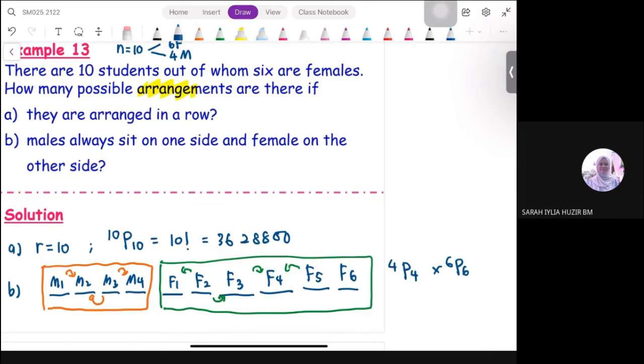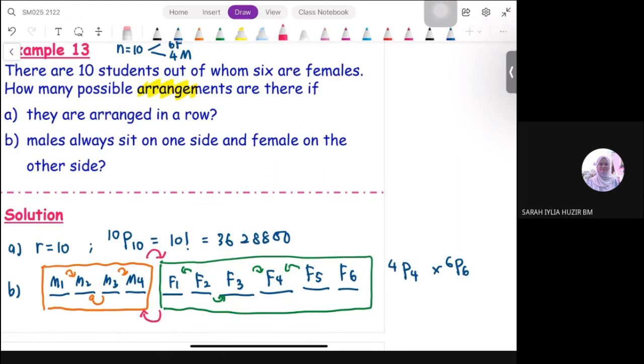Maksudnya satu side male, satu lagi side female. Dia tak cakap siapa duduk kiri, siapa duduk kanan. Maksudnya between these two group, I still can rearrange dia. Kita terbalikkan dia lah. Mula dengan female, lepas tu male pula.